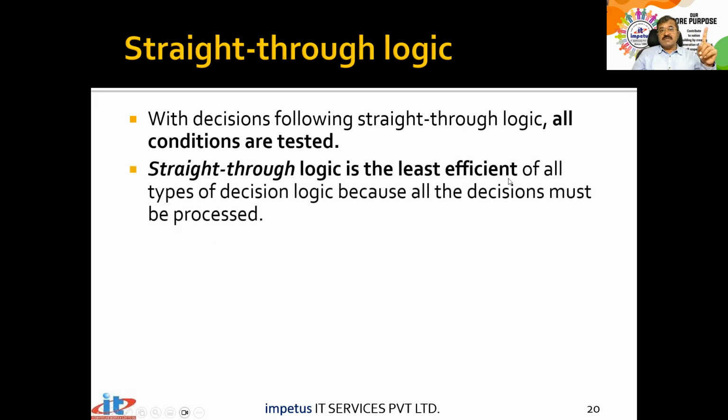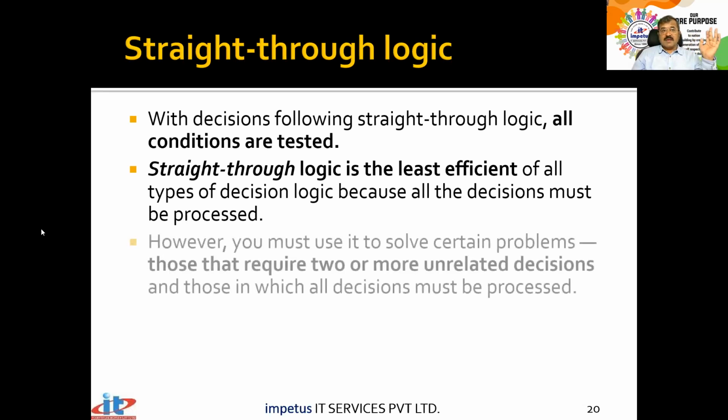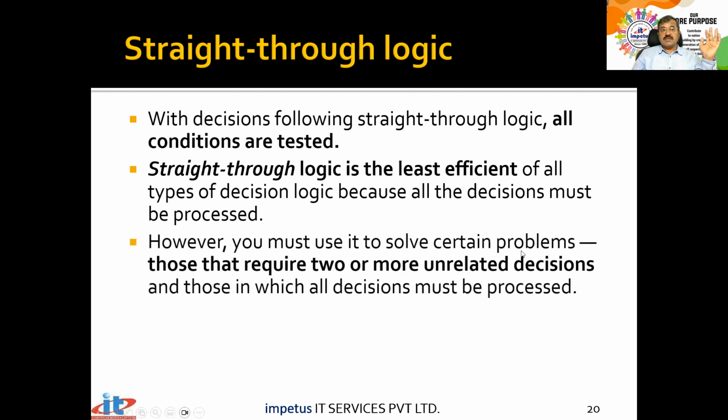Straight through logic is the least efficient of all the types of decision logic because all decisions must be processed. But some problems demand it, so you don't have a choice. Here, if there are 5 conditions, you have to check all 5 conditions. You must use it to solve certain problems: those that require 2 or more unrelated decisions and those in which all decisions must be processed. So whenever unrelated decisions are to be checked, we have no choice but to go with straight through logic.